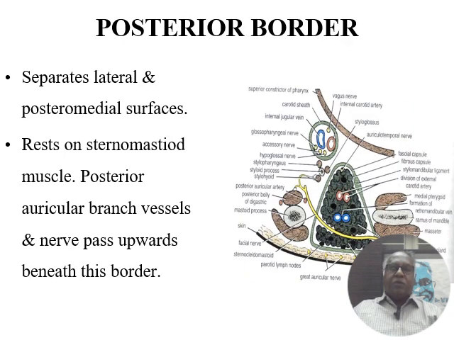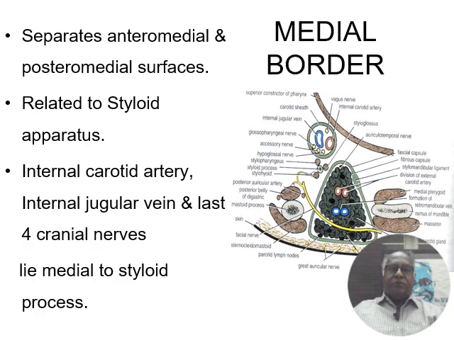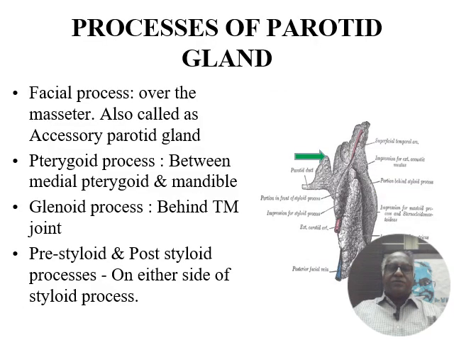We'll come to the posterior border. It separates the lateral and the posteromedial surfaces. It rests on the sternomastoid muscle, and the posterior auricular vessels and nerve pass upwards beneath this border. Coming to the medial border, it separates the anteromedial and the posteromedial surfaces. It is related to the styloid apparatus; the internal carotid artery, the internal jugular vein, and the last four cranial nerves are seen here, medial to the styloid process.